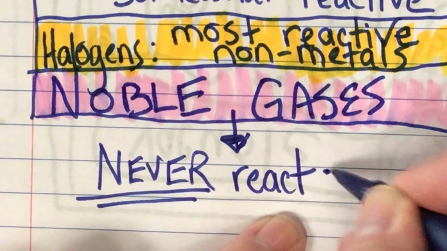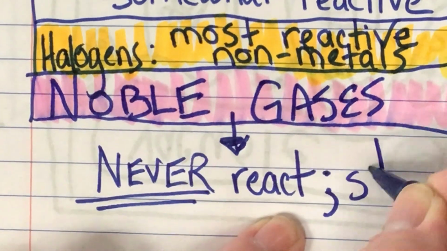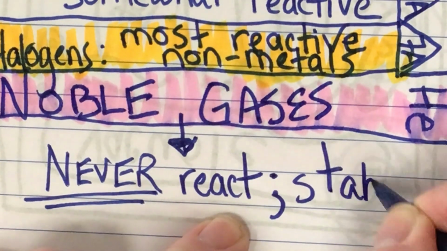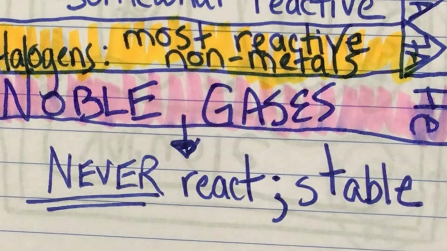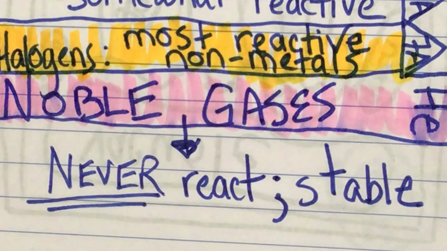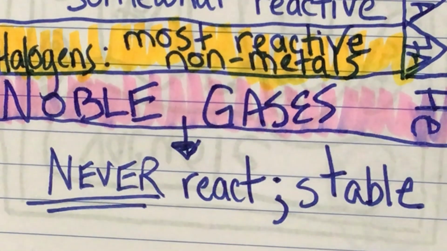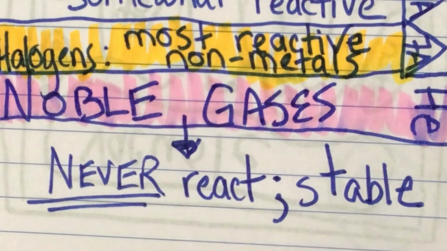And sometimes you'll see them called stable. They don't lose their minds. They never react, or sometimes you'll see them called stable. And I'll kind of show you how these guys react. Okay, look at me if you got that.